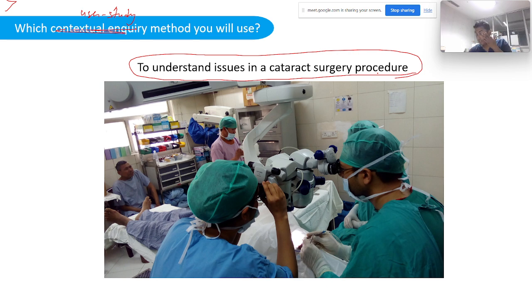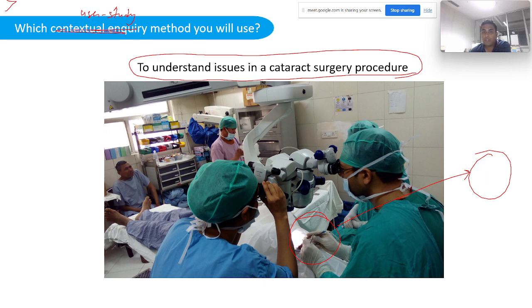Okay, see here, depending upon the scenario, you cannot do an interview, or you cannot do an unstructured interview during a live procedure. So that means you need to choose your user study method strategically so that you do not disturb the particular clinical procedure, and also you get to know about the particular issue in the cataract surgery procedure.